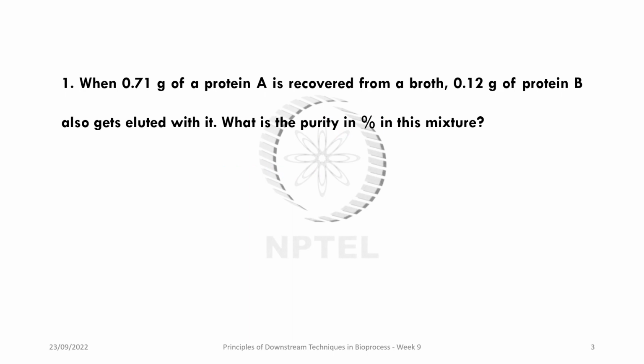Okay, so first question. When 0.71 grams of a protein A is recovered from a broth, 0.12 gram of protein B also gets eluted with it. What is the purity in percentage in this mixture? Take a minute. Please note that we are interested in protein A and not B. So B is the impurity here. So in terms of purity in percentage, we are talking about purity of A.